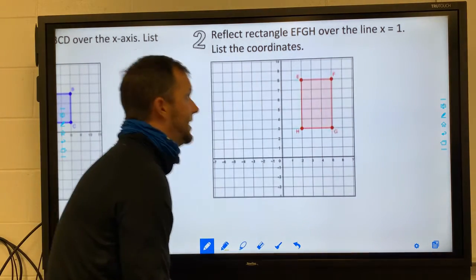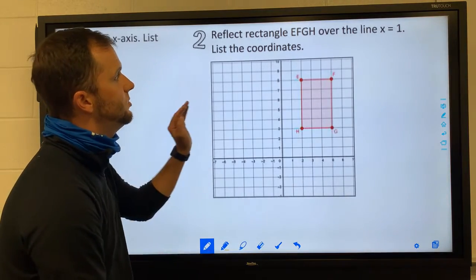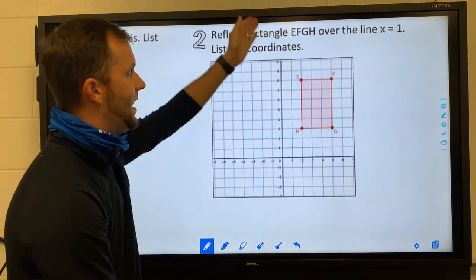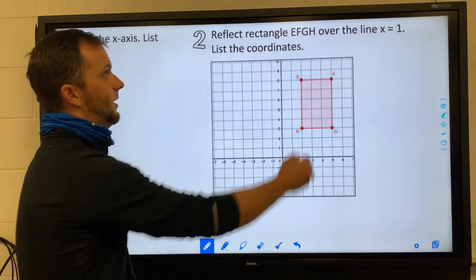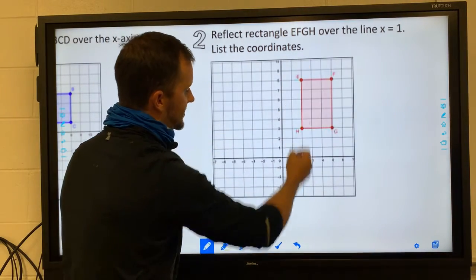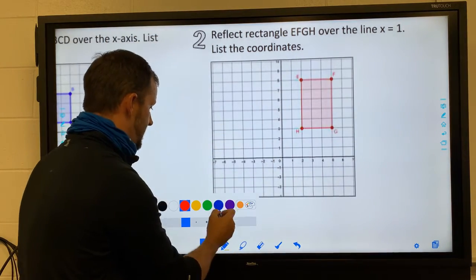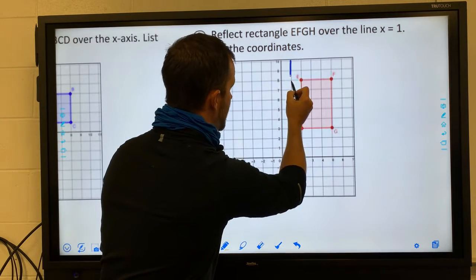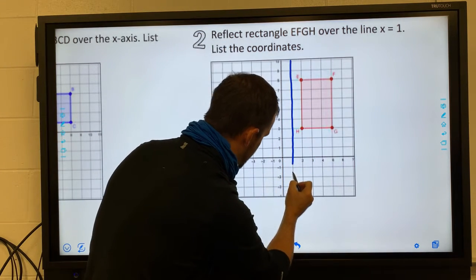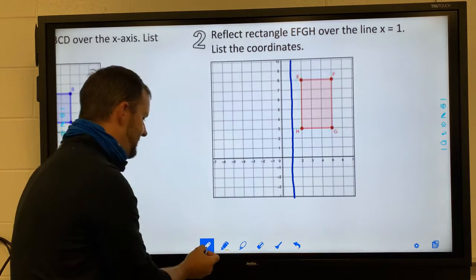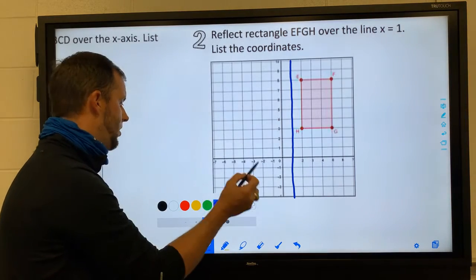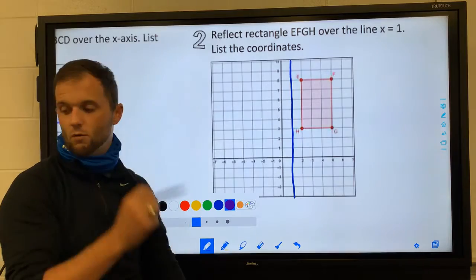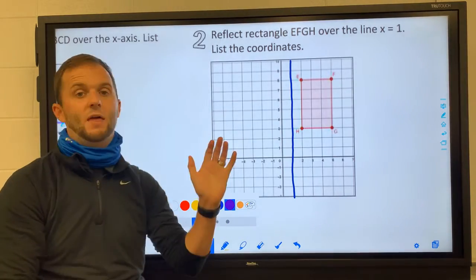So the equation x equals 1 is going to be a vertical line actually. So right now, x equals 1, all the x coordinates are going to equal 1. So looking right here, this line right here is going to be the equation x equals 1 going straight down. So I'm going to do the same thing I did earlier. I'm going to count over to my original point, and then I'm going to basically graph it over that line. It's going to be flipped over that, okay?